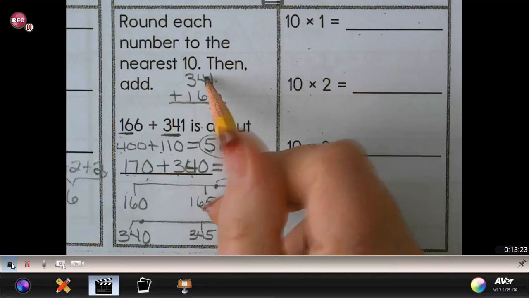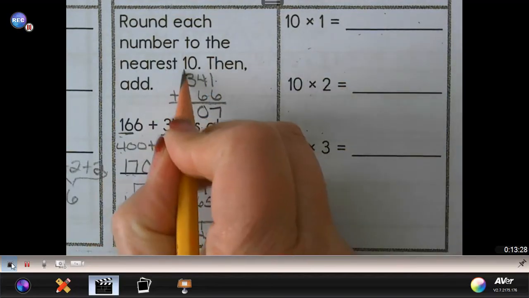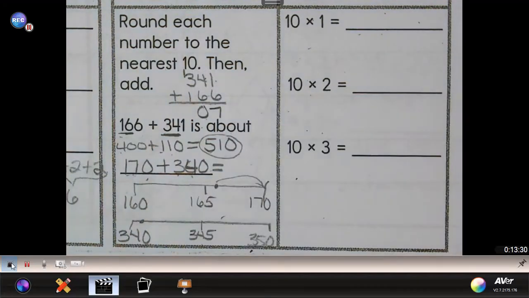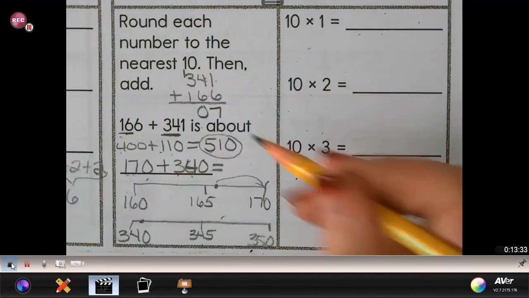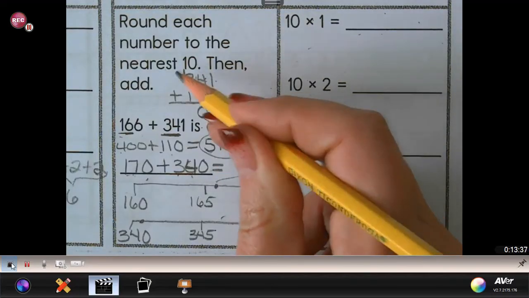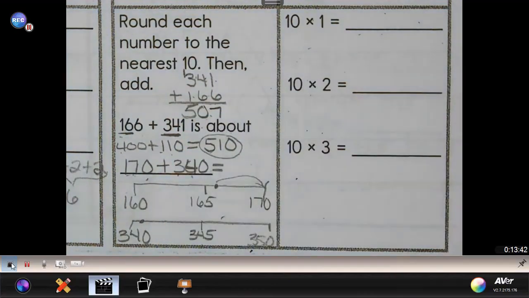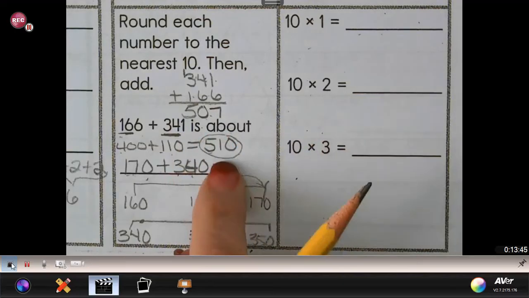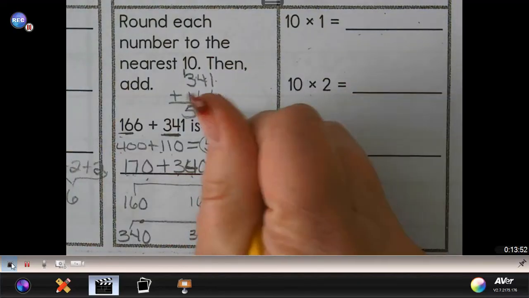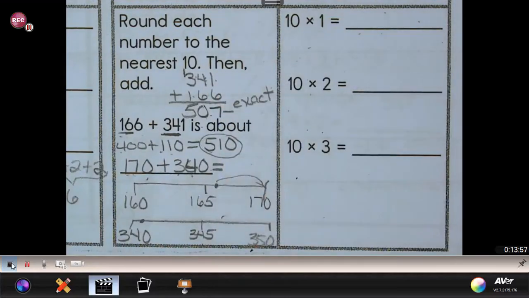60 and 40 is a new 100, which tells me I'm going to regroup that 100 to the tens place because it takes 10 tens to make a new 100. And I definitely have that. So now I'm going to take my 300, my 100, and my 100, and now I have 500s. So 507 is close to 510. So we must have estimated or rounded each number correctly since our exact amount is very close to our estimated rounded amount.